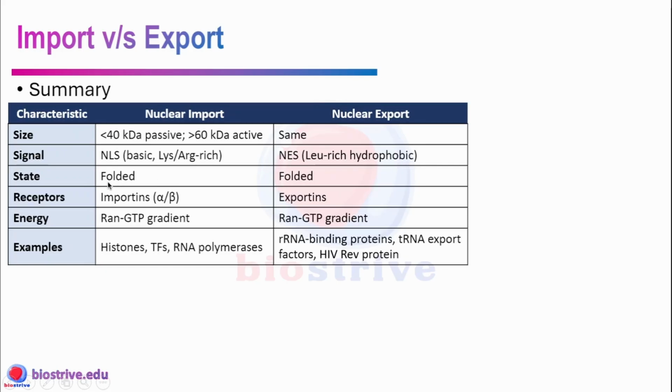The proteins will be transported in the folded state. Receptors will be importins for import and exportins for export. The energy will be provided by the RAN GTP gradient. And as examples, you can take histones into the nucleus. We have various transcription factors. We have RNA polymerases for transcription, and for nuclear export we have rRNA binding proteins. We have some tRNA export factors.